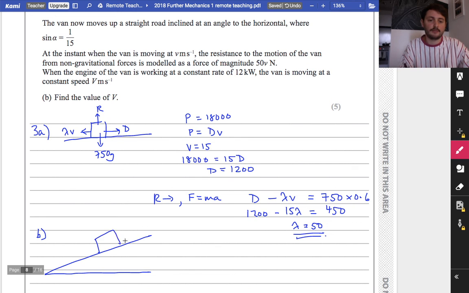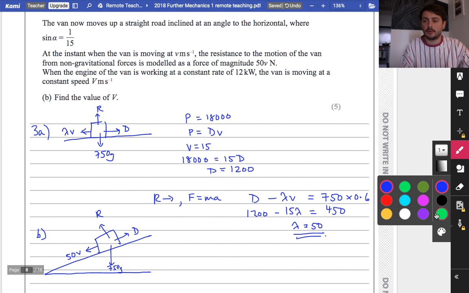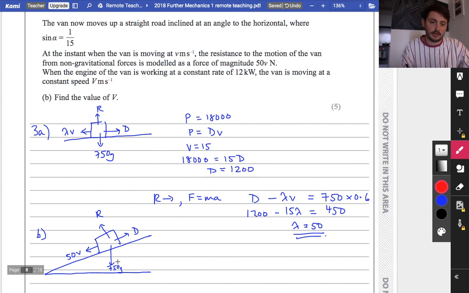Okay, so here's my van. We've got a driving force. We've got a force coming back of 50v. We've got a normal reaction, and we've got the weight coming down, which is 750g. Now, the weight needs to be split up. Let's get a new colour. The weight is going to be split into this force and this force. The one going downwards is the one I'm interested in, which is going to be 750g sine theta.